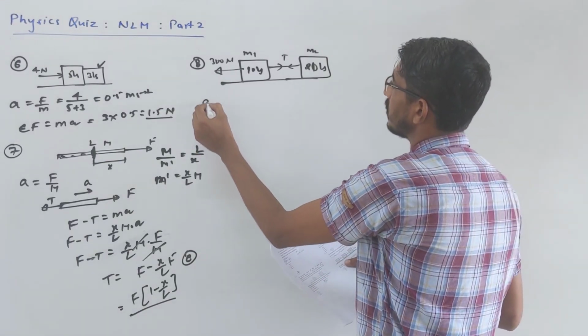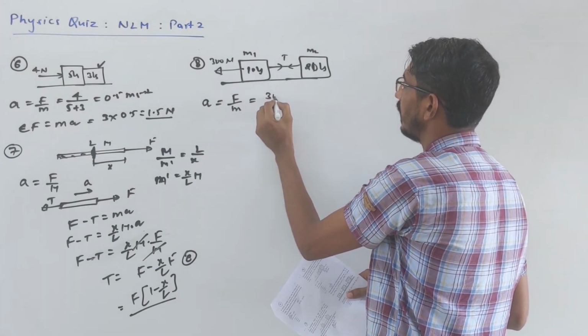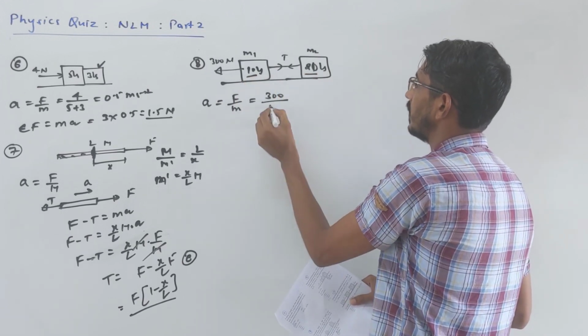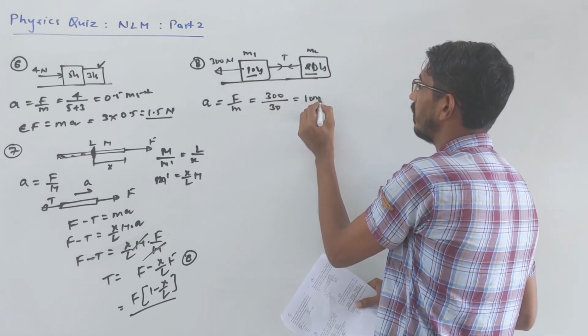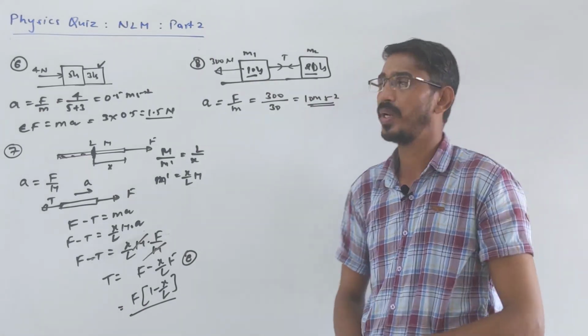Let's calculate the acceleration of the system, A. Force by total mass. Force is given 300. Mass 10 plus 20 means 30. This will become 10 meter per second square. This is the acceleration of the system. Now you have to find the tension.